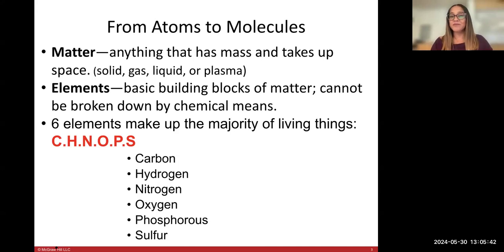There are 6 elements that make up the majority of living things. So in our bodies, these 6 elements make up something like 96% of us. And we abbreviate it to SHNOPS: carbon, hydrogen, nitrogen, oxygen, phosphorus, and sulfur.